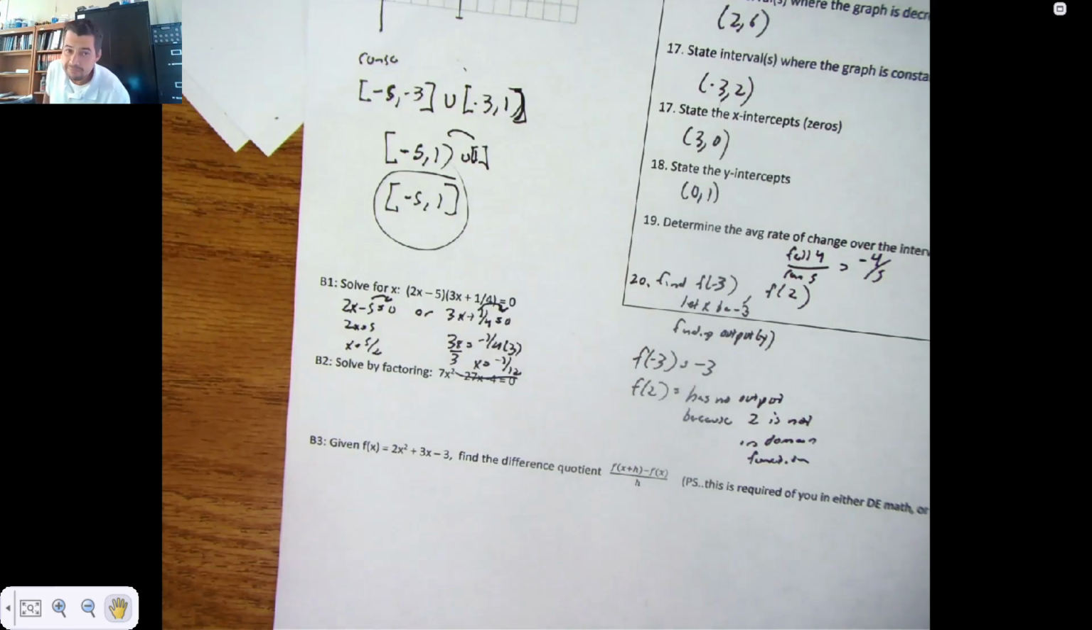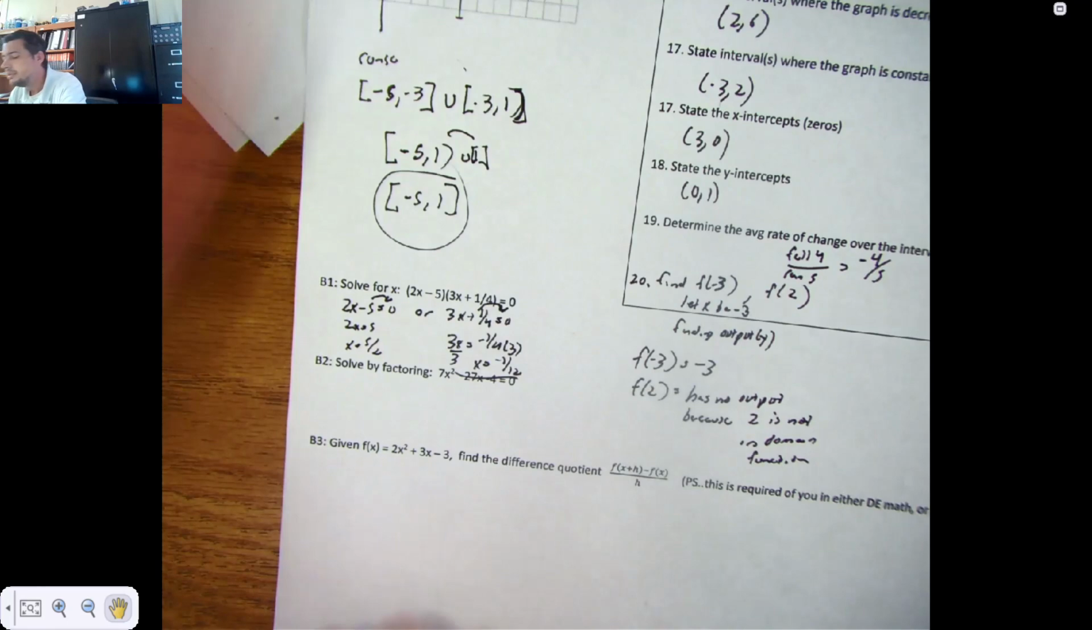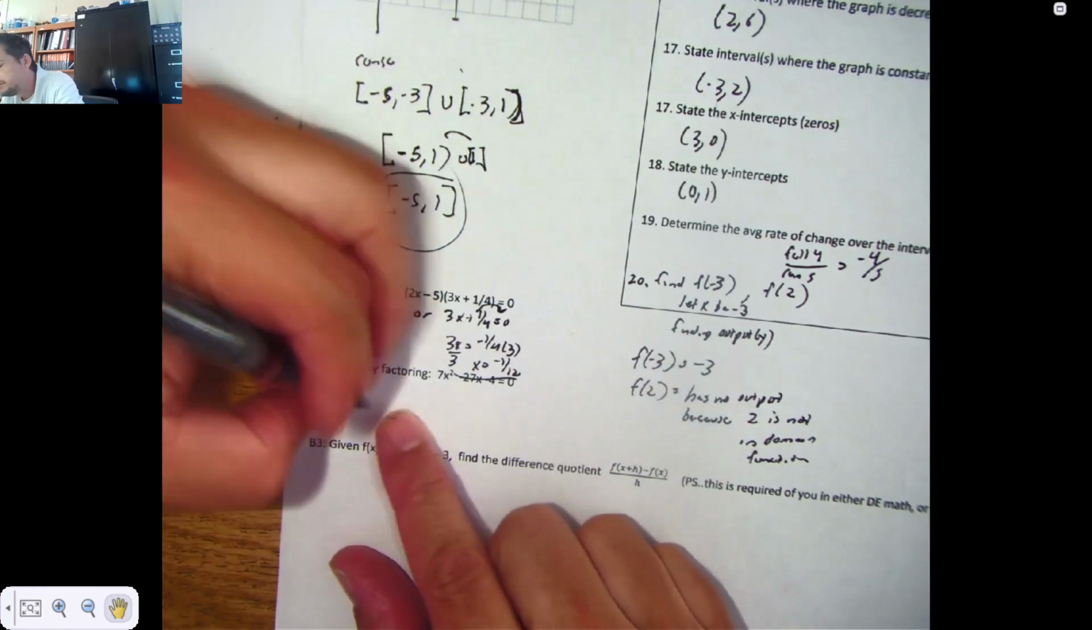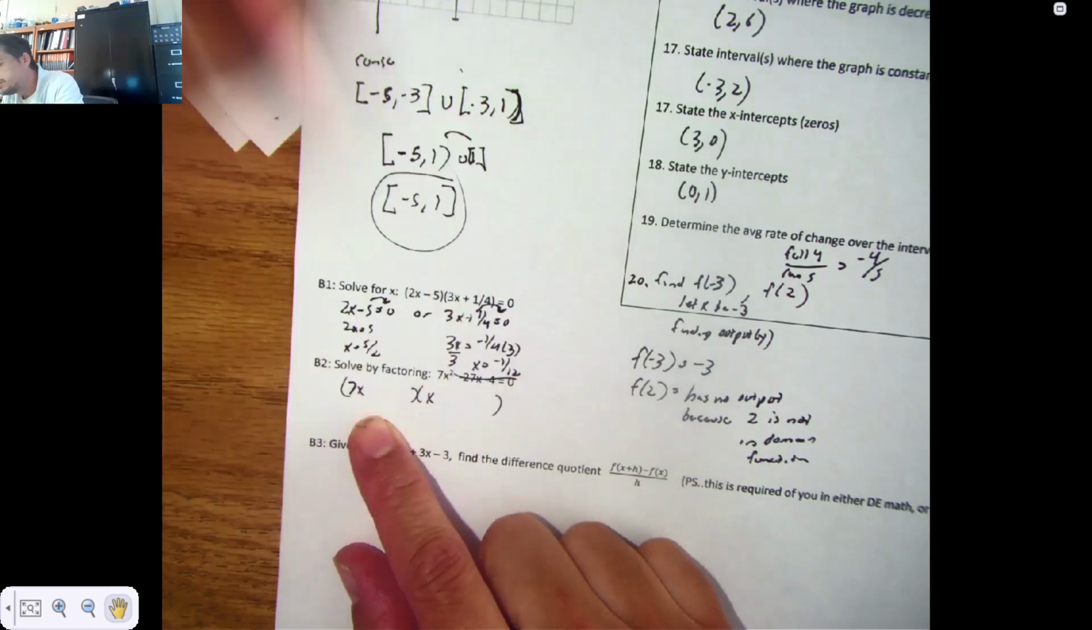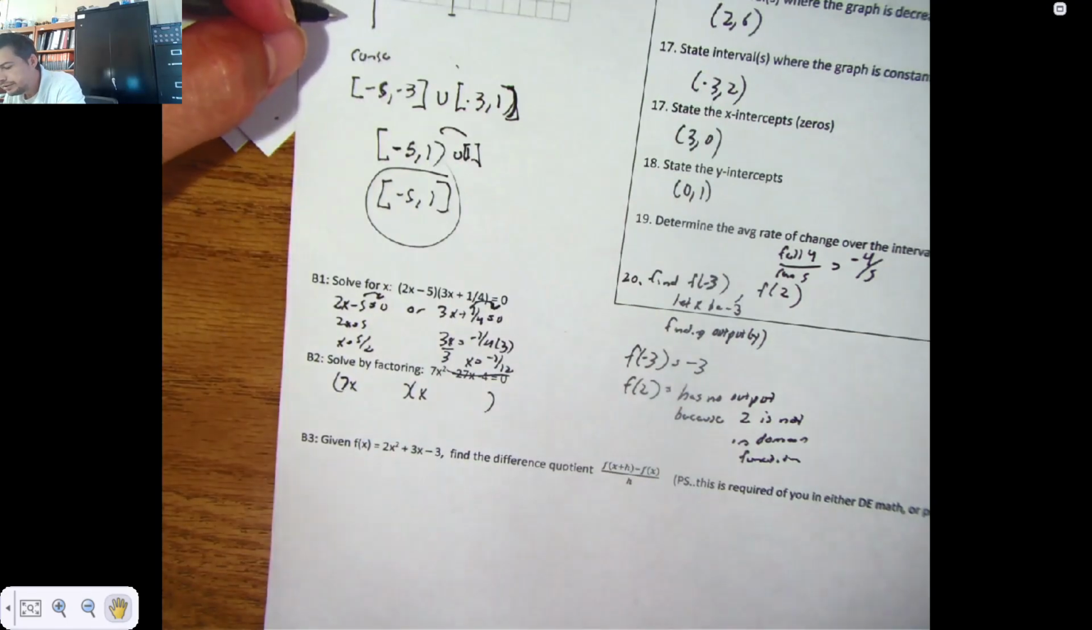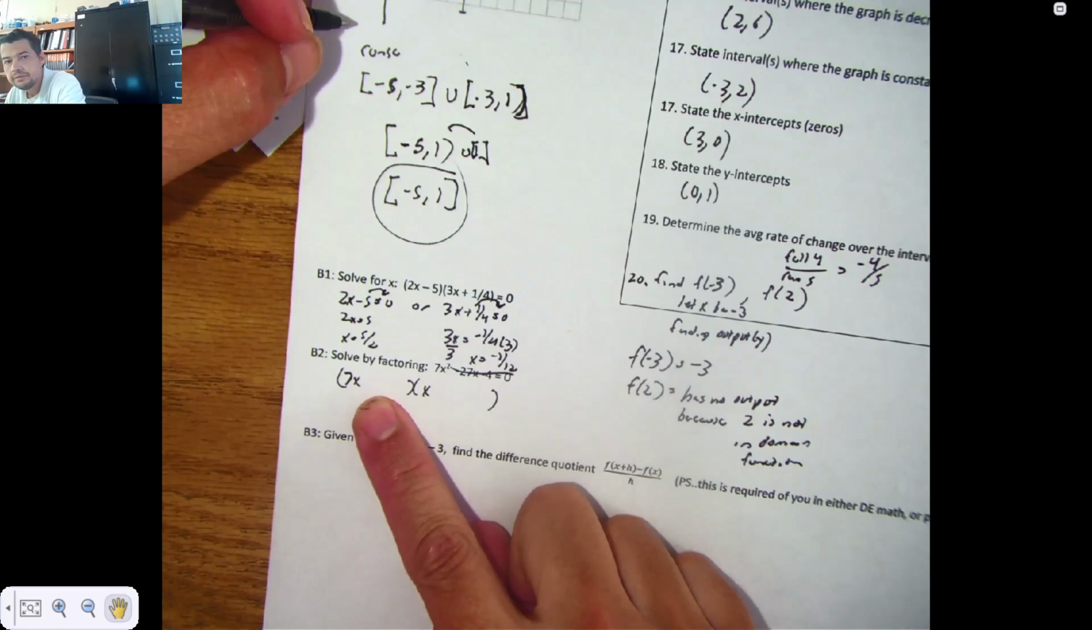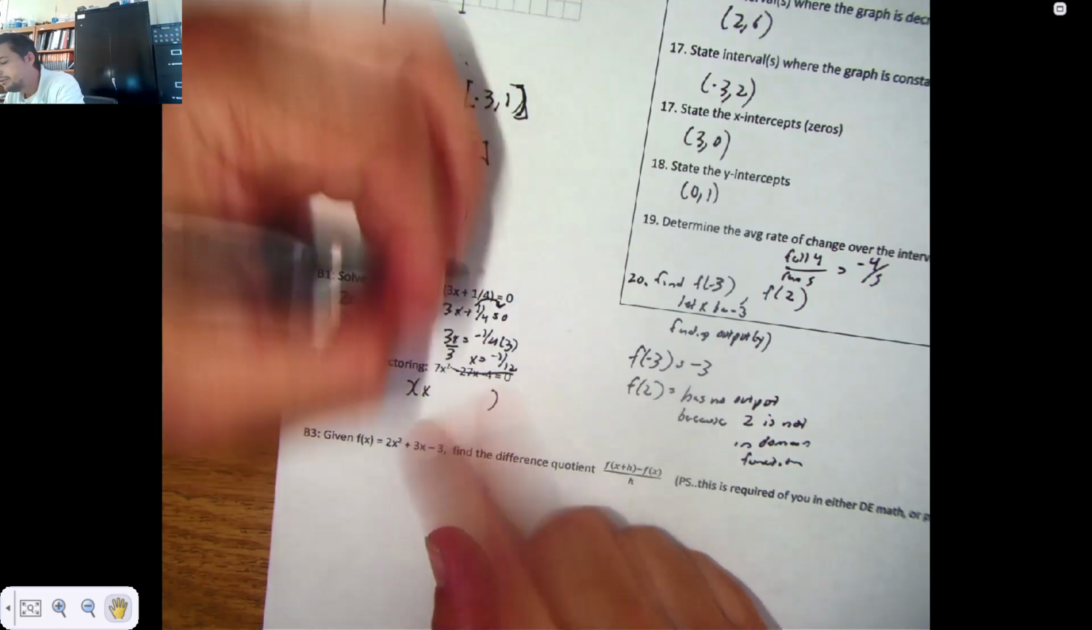Solve by factoring. Now it says solve by factoring. It doesn't say factor. It says solve by factoring. 7x squared minus 27x minus 4. This is the reverse of the double distributive property for a trinomial. Factors of 7x squared are 7x and x. Factors of 4, 1 and 4.